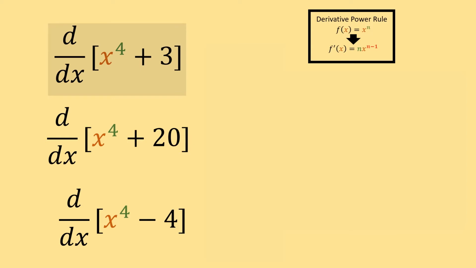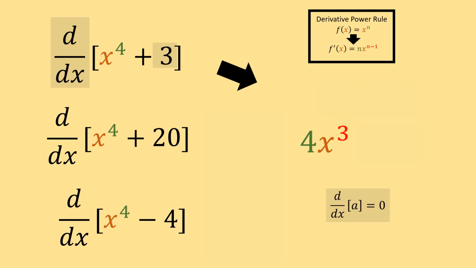To take the derivative of x to the fourth, we bring the power out front of the variable, so we get 4x, and then raise it to the 4 minus 1 power, which will be 3. And then, when we take the derivative of the constant 3, we're told that the derivative of any constant is equal to 0, so that's going to be 0. So the derivative with respect to x of x to the fourth plus 3 is going to be 4x to the third plus 0, and we can drop off that 0.